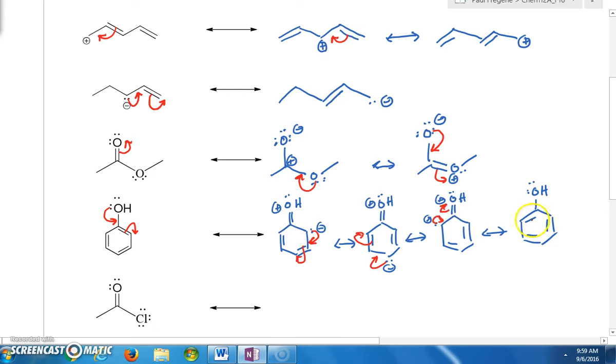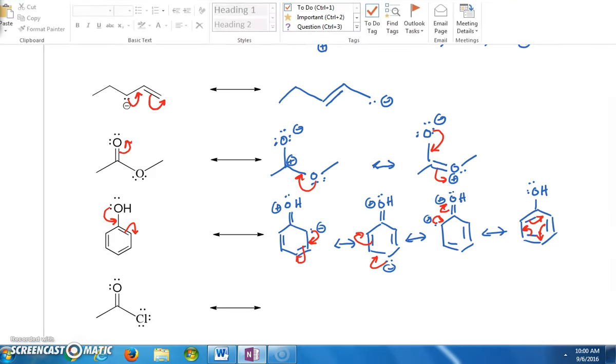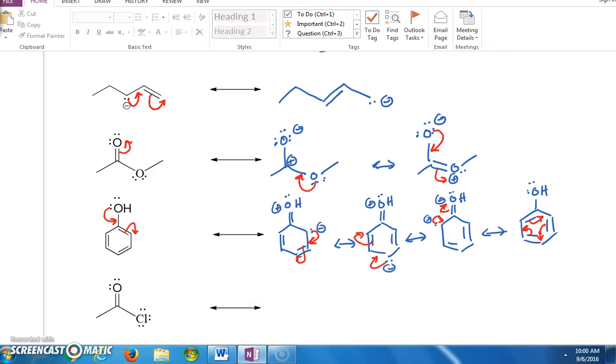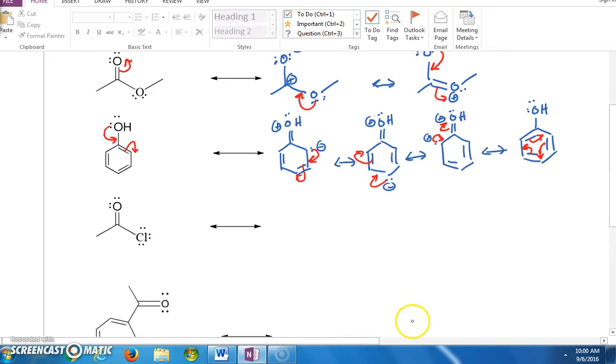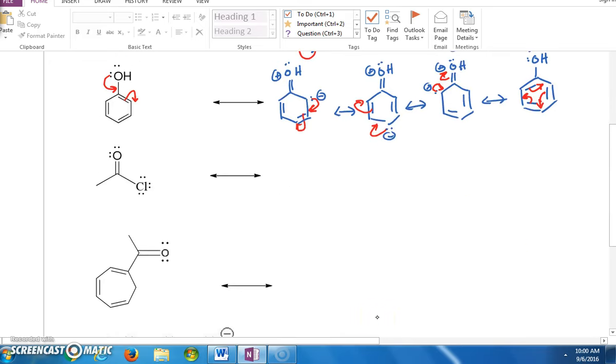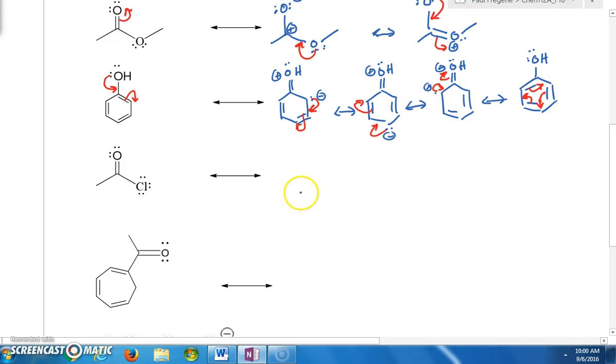Now to get what we started with, we can move. We have alternating double bonds in a ring, and we can move it like that. Now the other one, as you can see, is another one involving a pi bond between two electronegative atoms. So we can move this.